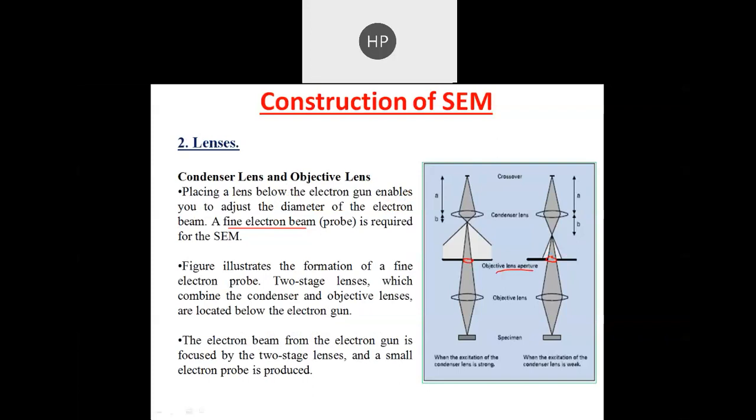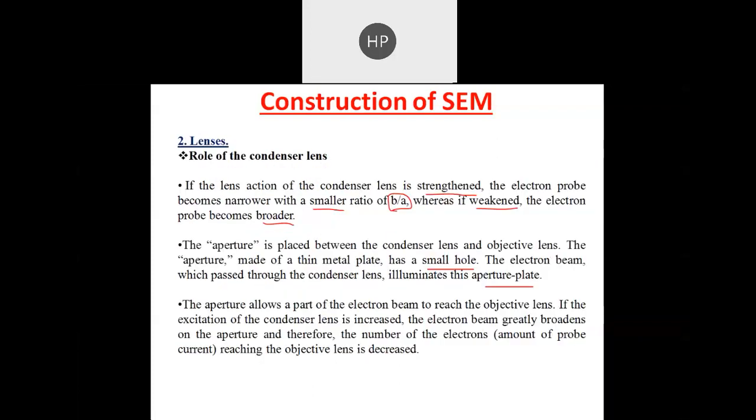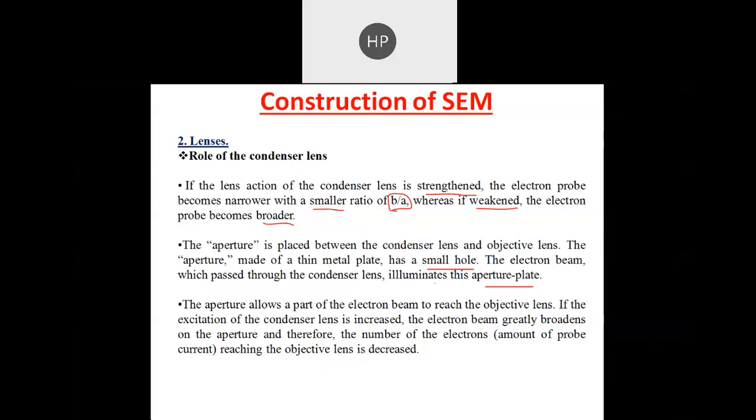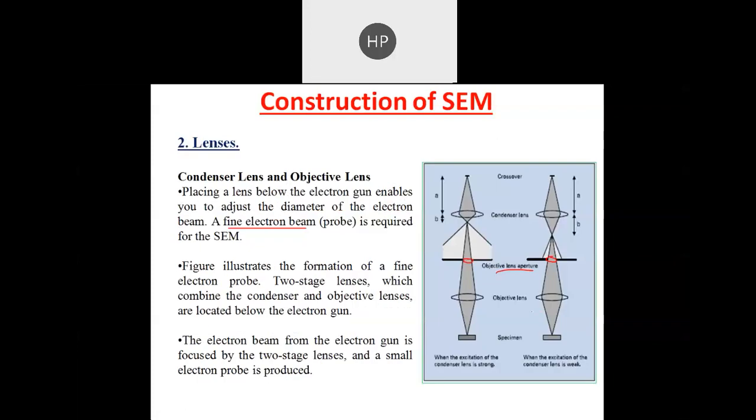And what will the electrons do? The electron beam which passes through the condenser lens illuminates the aperture plate. The amount of electron beam passing through the condenser lens illuminates this aperture plate, and the aperture allows a part of the electron beam to reach the objective lens. So some part of this electron beam will pass through that aperture and reach the objective lens.